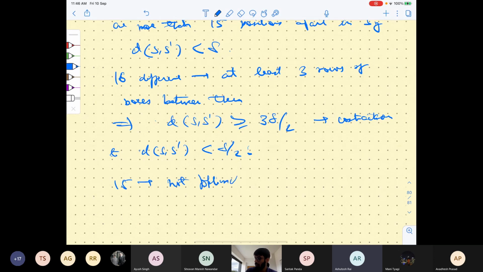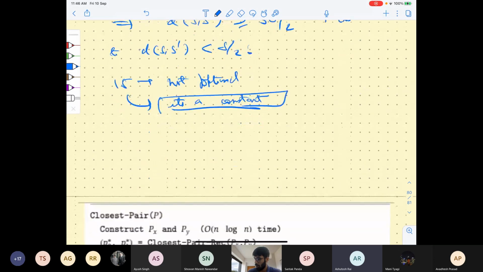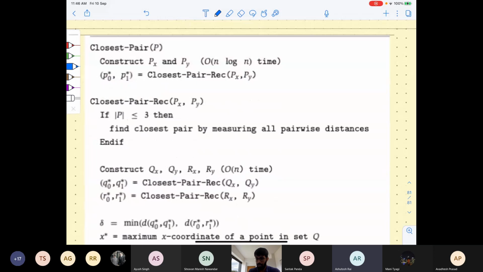But what we want for our algorithm is that it's a constant. That's what is important, because then we just go through a constant number of steps ahead in the list SY to look for the closest points. Now this finishes the analysis, but let's go through the formal algorithm once more.